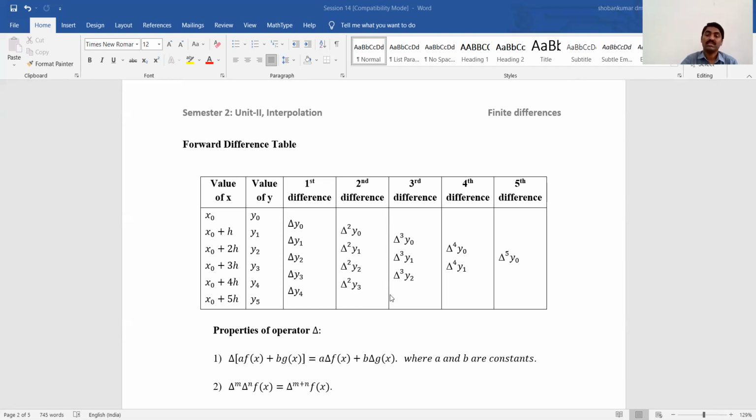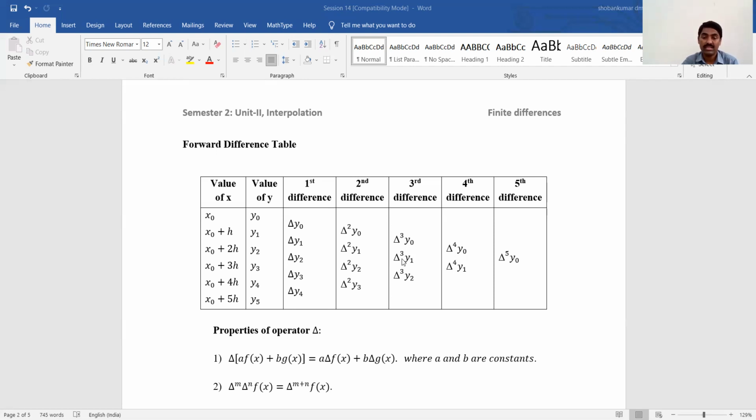Similarly, third forward differences. Delta 2y1 minus delta 2y0 is denoted by delta 3y0. Delta 2y2 minus delta 2y1 is denoted by delta 3y1. And delta 2y3 minus delta 2y2 is denoted by delta 3y2. These are known as third forward differences. And fourth forward differences: delta 3y1 minus delta 3y0 is denoted by delta 4y0.